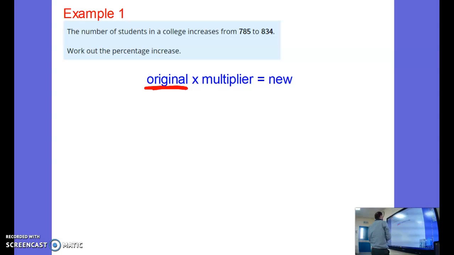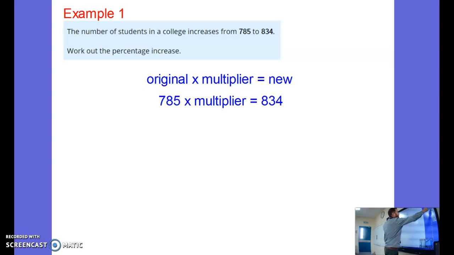So let's have a look at this example. The number of students in a college increases from 785 to 834. We want to know what percentage that has increased. How much has it gone up? So all we're going to do is put these values into our percentages number sentence, our equation, our formula. The original, what we started with, was the 785. Our multiplier we don't know yet, and our new amount is 834.